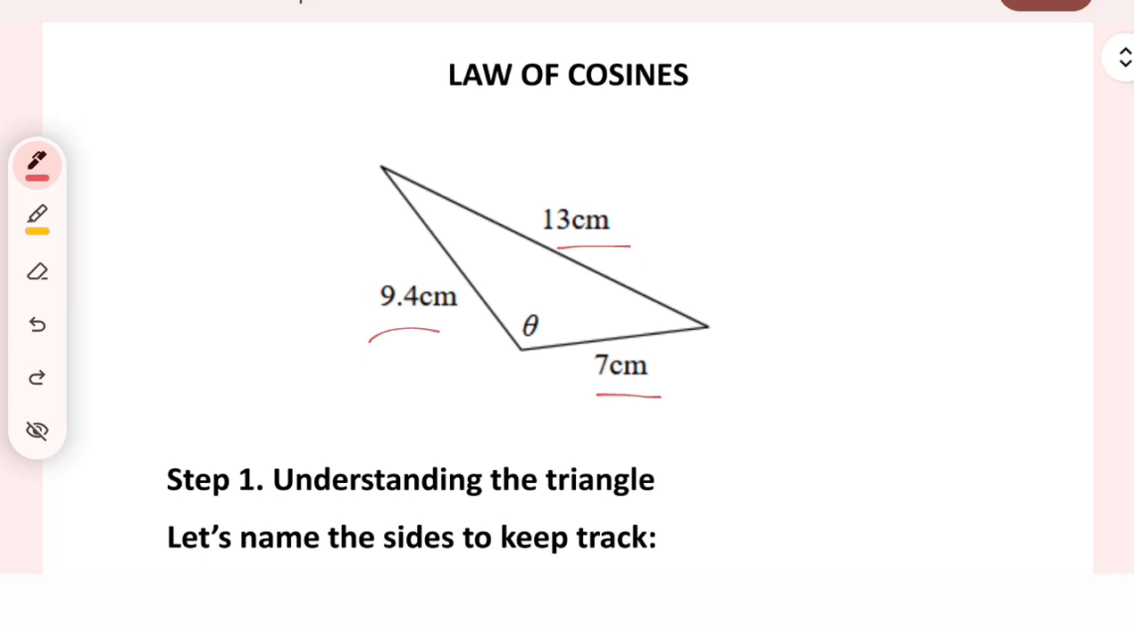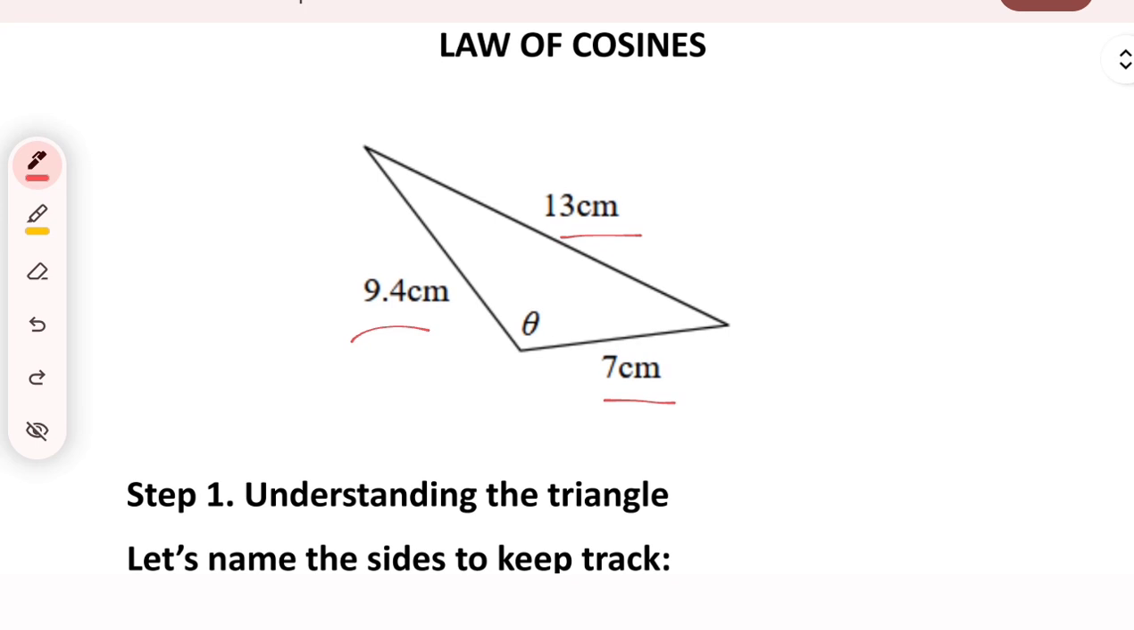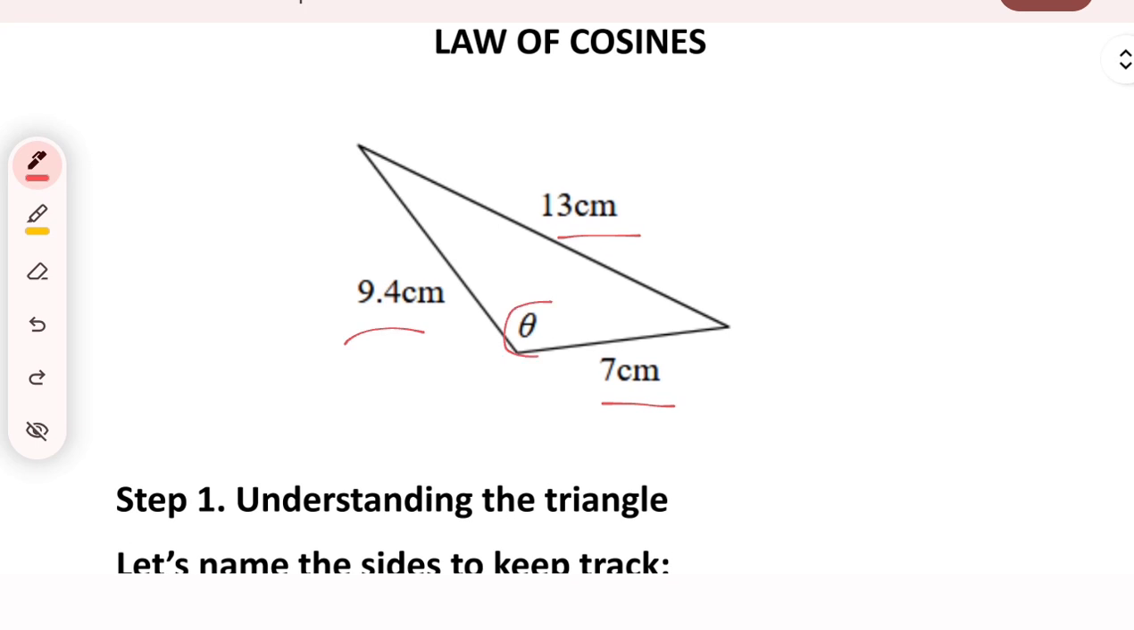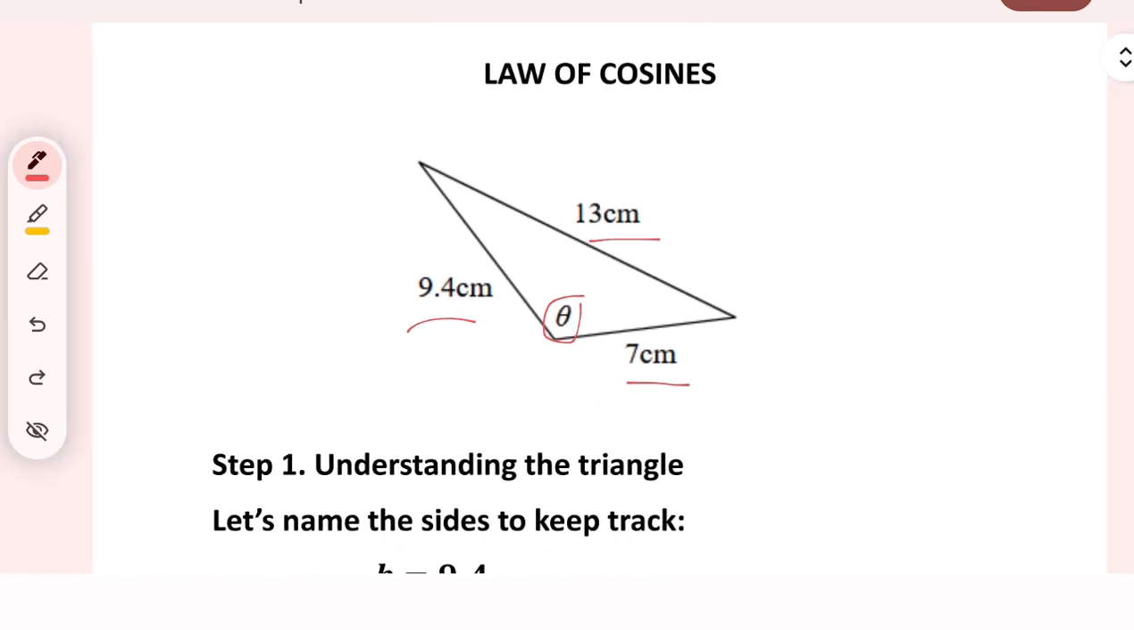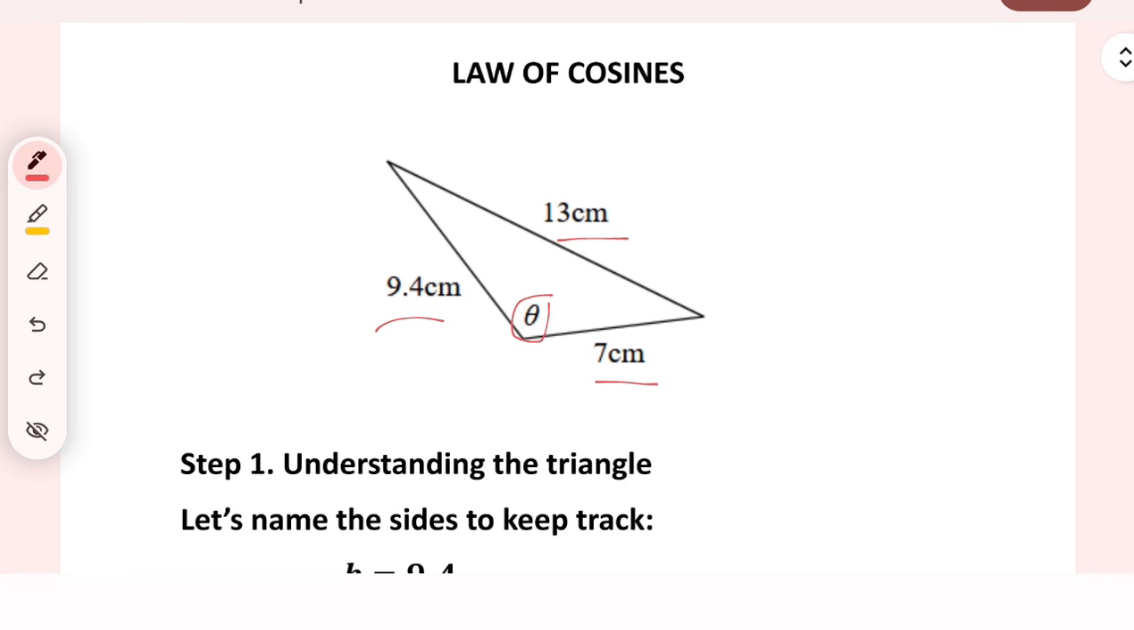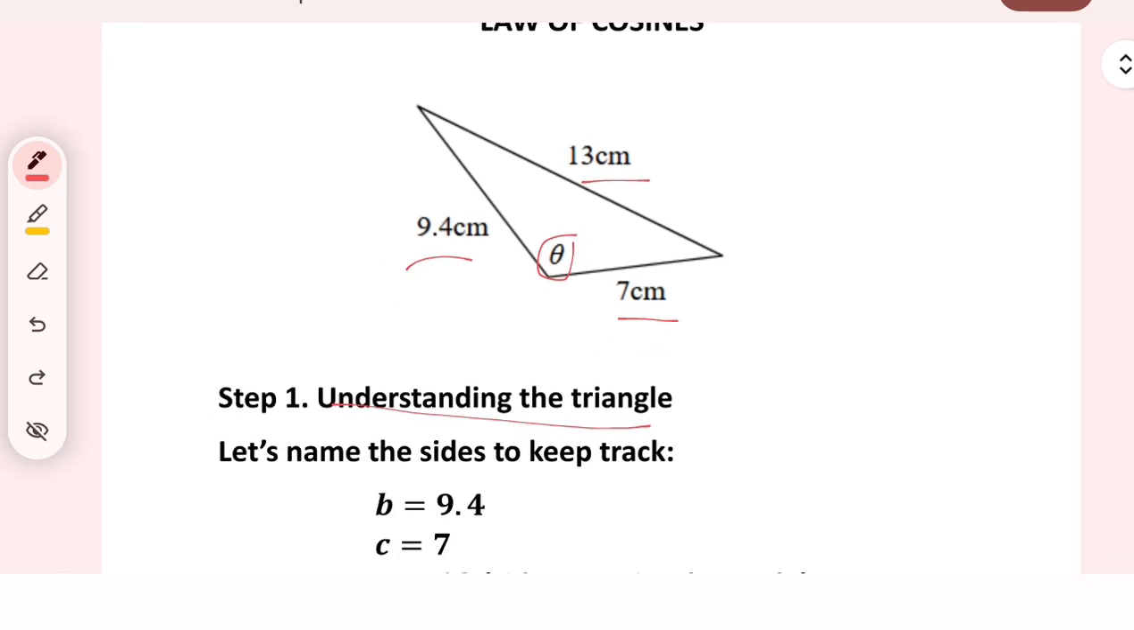And we have an unknown. There is an unknown angle theta here that's opposite the side 13. So we have an unknown angle, which is theta, opposite the side 13 centimeters. So step one, as we always do, is we will understand the triangle, which we just did.